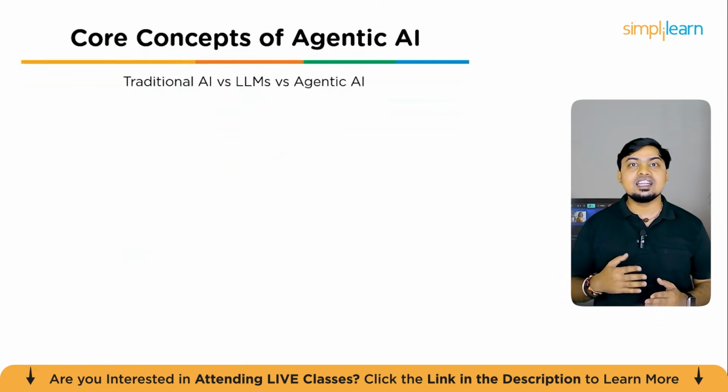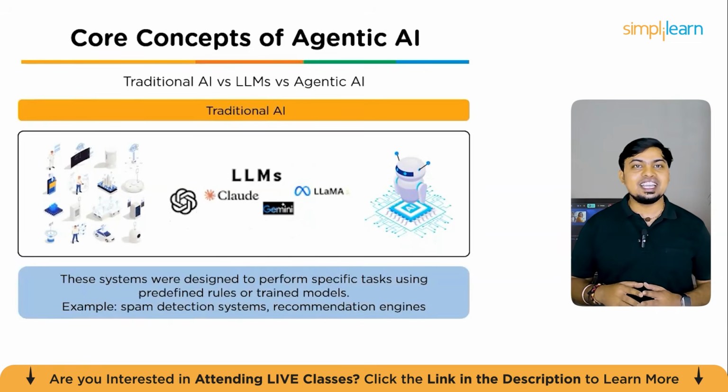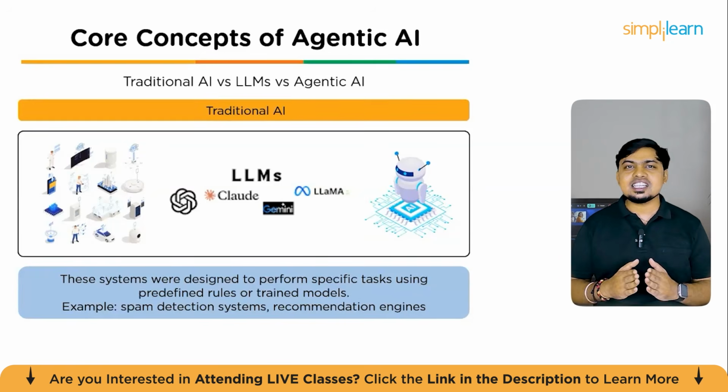Traditional AI versus large language models versus agentic AI. Artificial intelligence has evolved through three major stages. The first stage is what we call traditional AI. These systems were designed to perform specific tasks using predefined rules or trained models. For example, spam detection systems, recommendation engines, or image recognition tools. They work well within a limited scope, but they have some clear limitations. They don't reason beyond what they were trained on. They don't make independent decisions, and they don't adapt when the context changes. In simple terms, traditional AI is narrow and task specific.